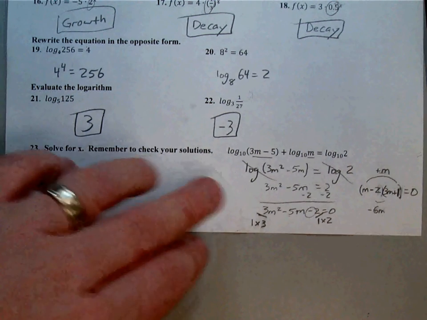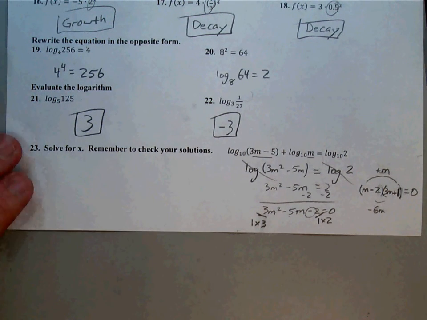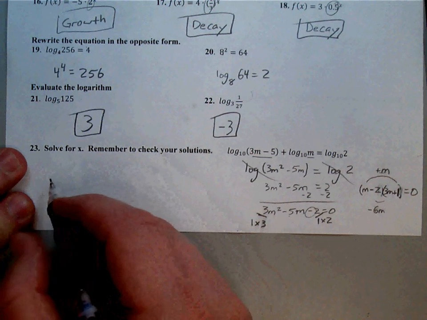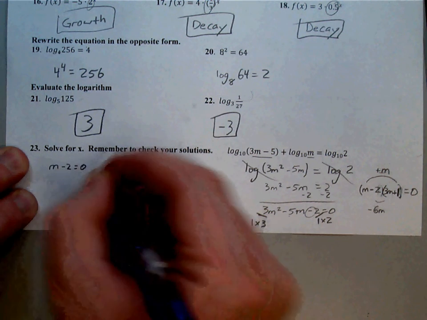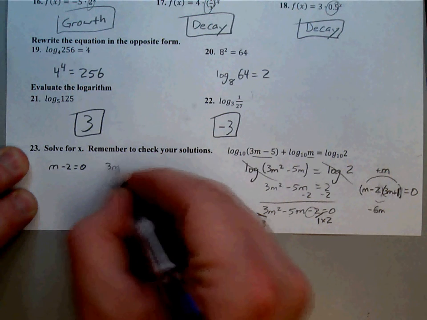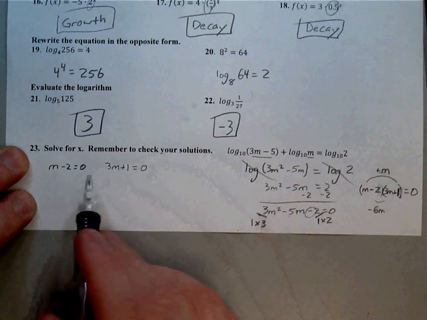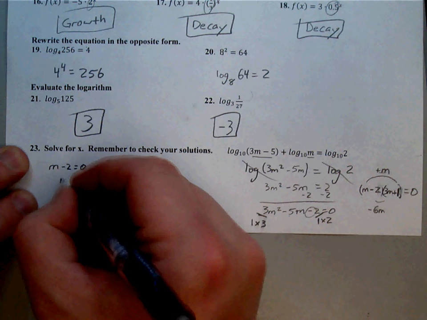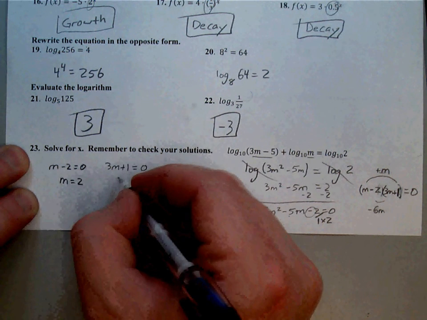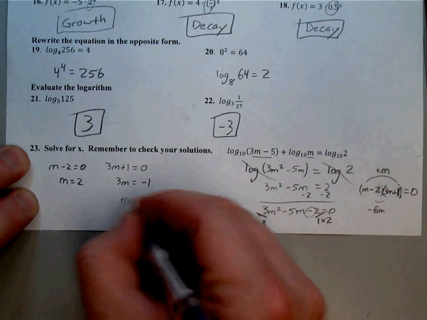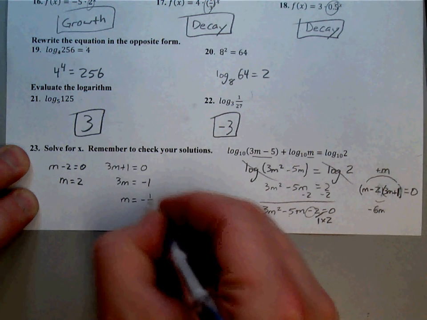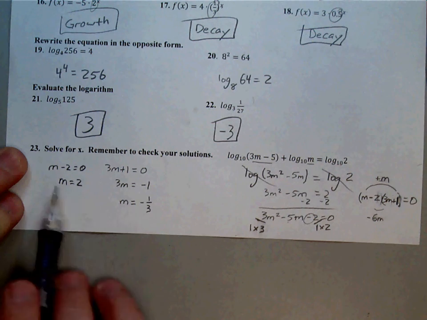So just like we said earlier in an earlier problem, now that it's factored, we have to take each factor. I'm going to do it over here where I have more room. Take each factor and set it equal to 0. So do that with both sets of parentheses. Set them both equal to 0 and solve. So m would equal 2. Here I have to subtract 1. Then I divide by 3. I get negative 1/3. I have to consider if these work.